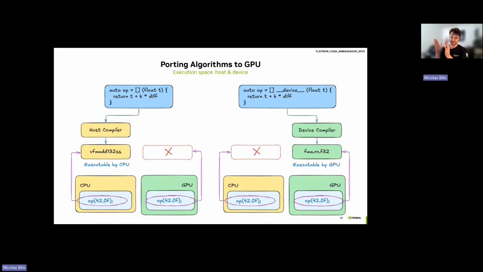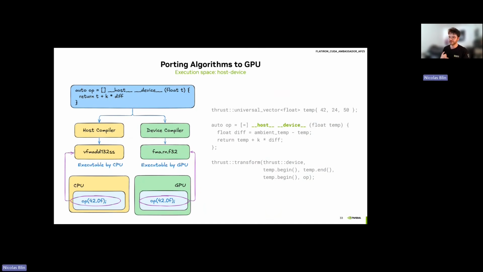So what we do here on the right is we added this device to the lambda, and that will tell NVCC, the CUDA compiler, hey, NVCC, this code will be executed on the GPU, so please generate the corresponding instruction, which in our case, again, is fma.rn.f32. This instruction can be executed on the GPU, but because we added the device, it can no longer be executed on the CPU. We told the compiler, hey, this will just be executed on the GPU. So it will not generate instructions for the CPU, just for the GPU.